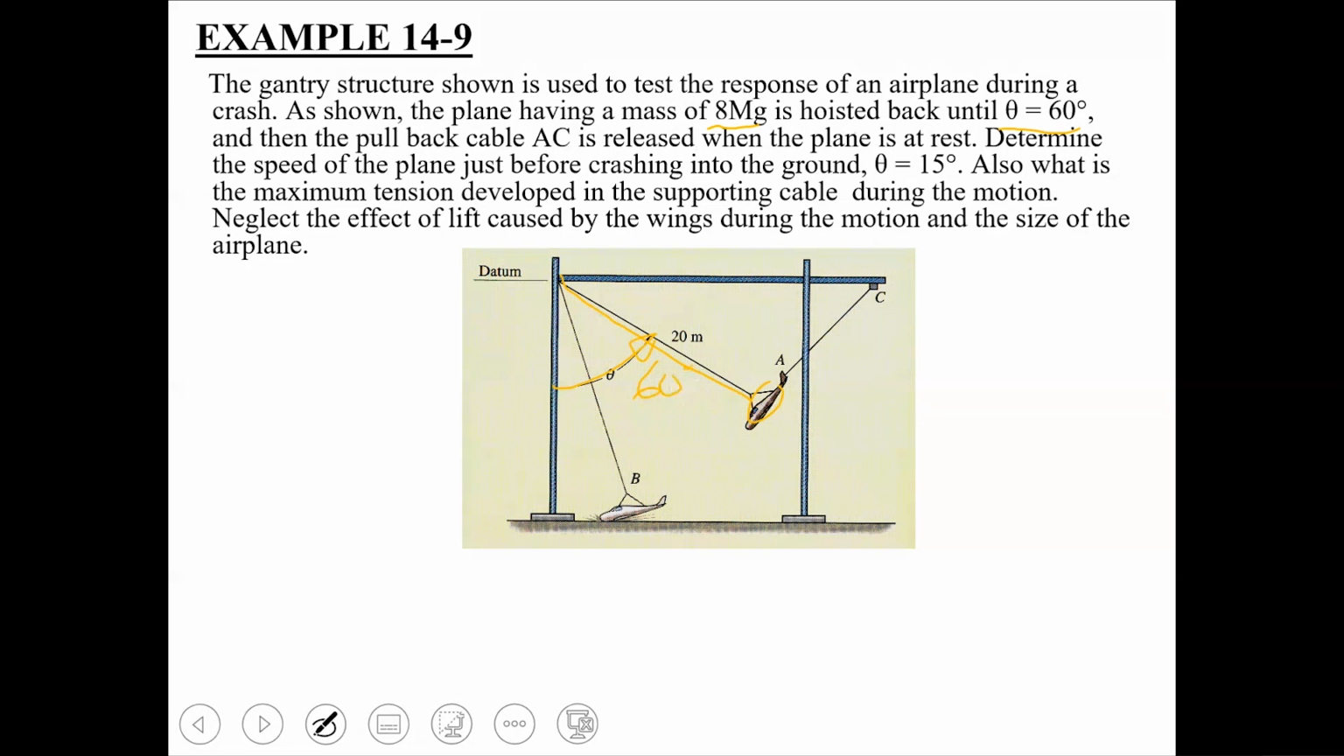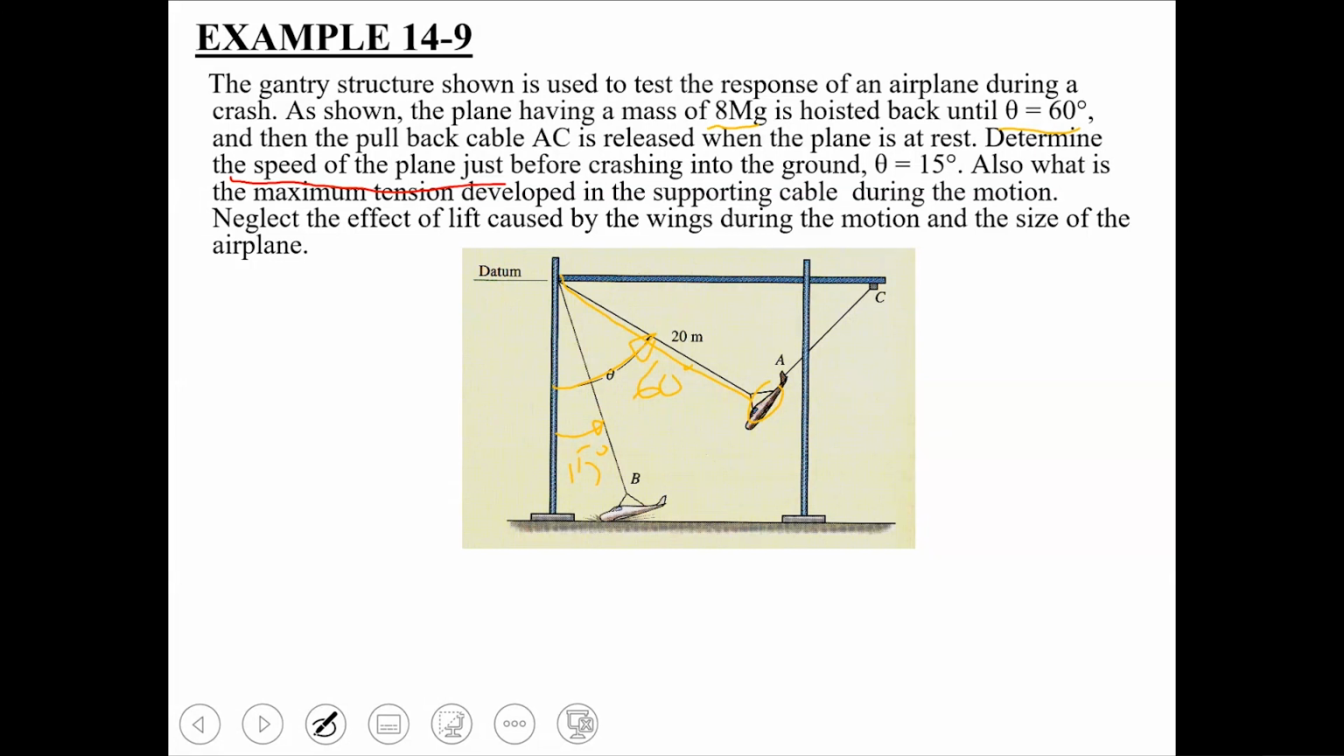What you are doing here is releasing this plane from rest here, and this plane is going to crash into the ground at theta equal to 15 degrees. So at theta equal to 15 degrees, this plane is going to crash into the ground. You need to find out 2 things. The first thing you need to determine is with what velocity the plane is going to crash into the ground. So you have to determine VB, which is the velocity with which this plane is crashing into the ground.